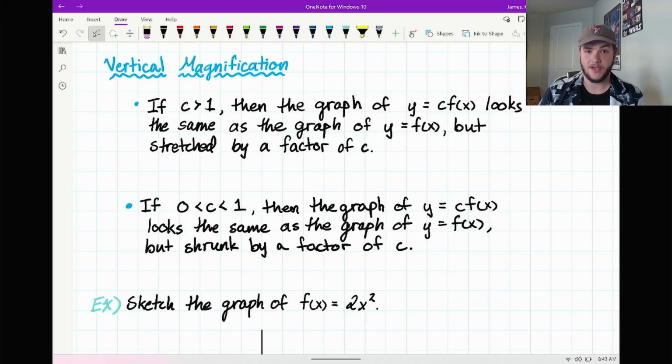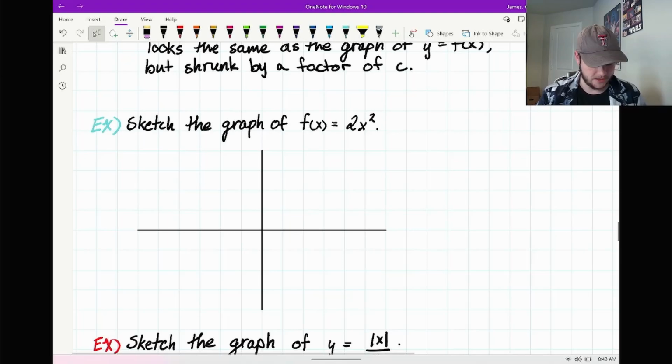A vertical magnification essentially has the effect of grabbing the graph f of x and stretching it out by a factor of c. If c happens to be bigger than 1, that means the whole graph is going to get bigger, and that's a magnification, or a stretch. If c is between 0 and 1, in other words, if it's a proper fraction, that means it's going to get squished down or shrunk by a factor of c, or you might call that a minification. Let's take a look at how that affects our graphs with this simple example.